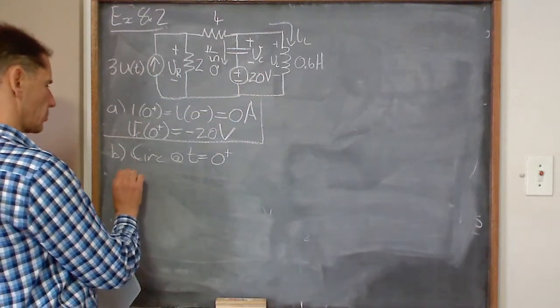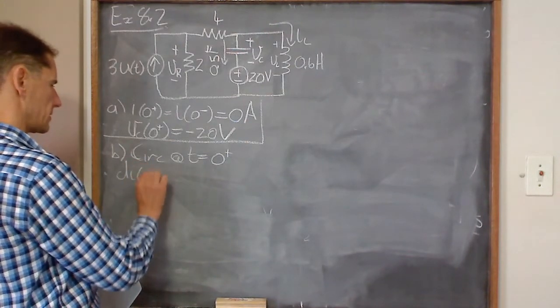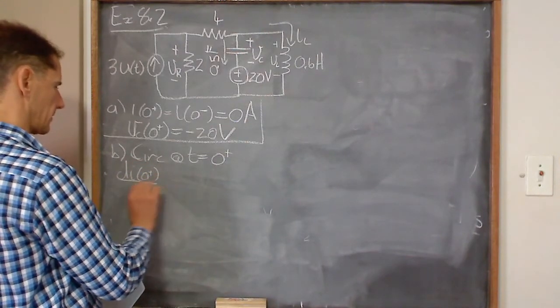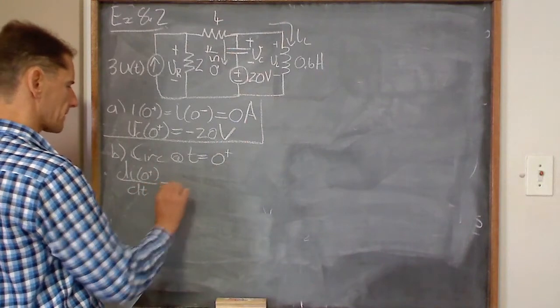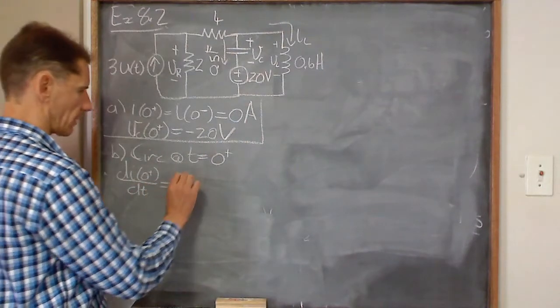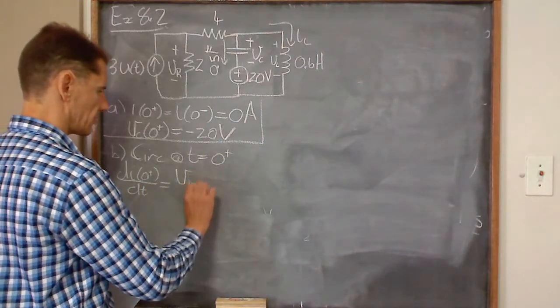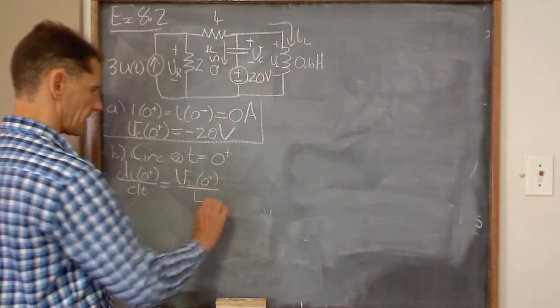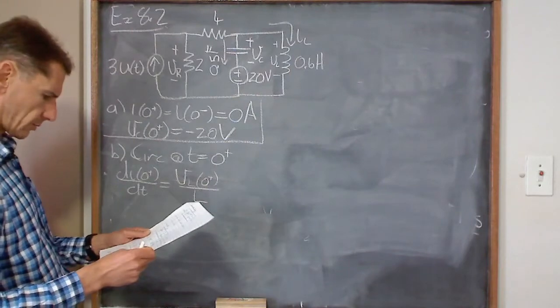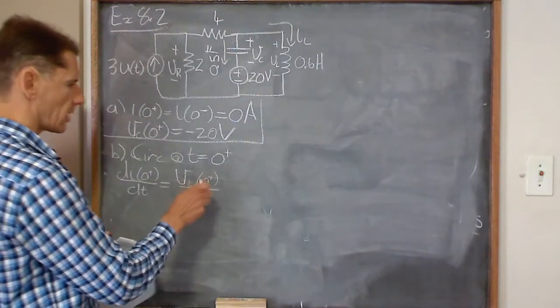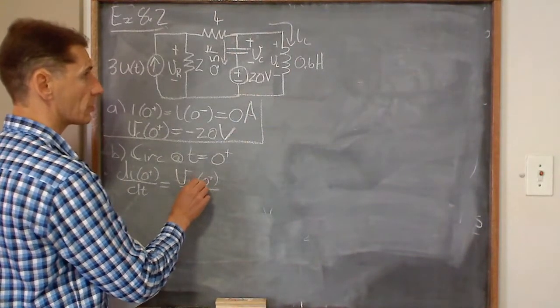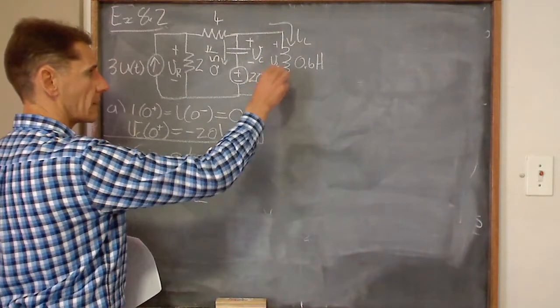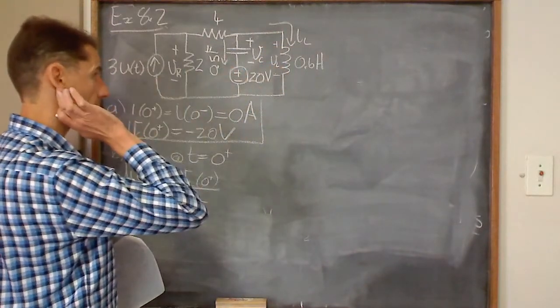So let's start with di 0 plus dt, and that equals, I'm not going to rewrite it again, VL at time 0 plus over the inductance. Did I start with that one? Yeah, okay. So I need to find the inductor voltage at time 0 plus in this circuit.